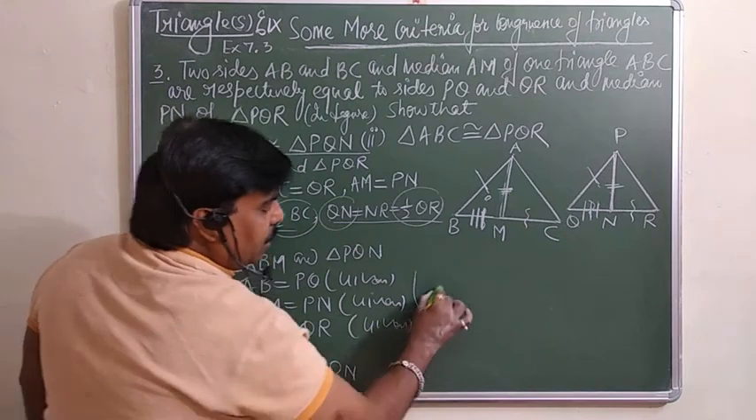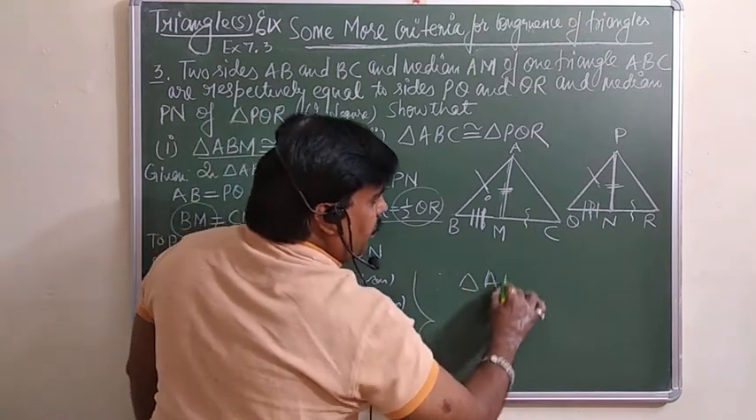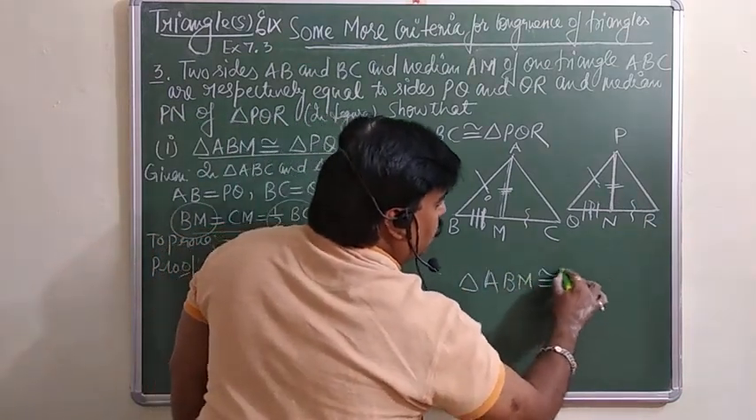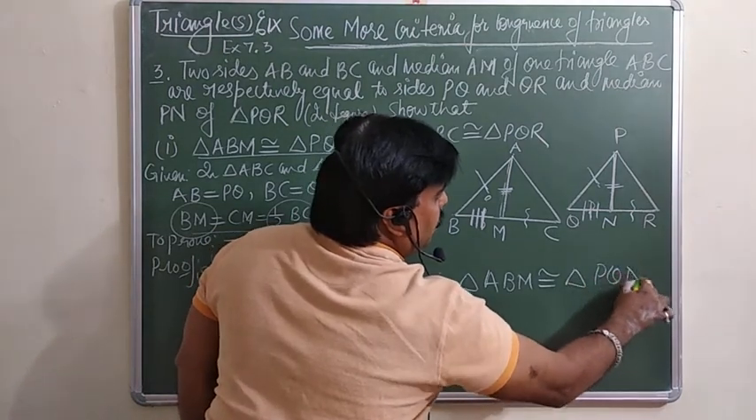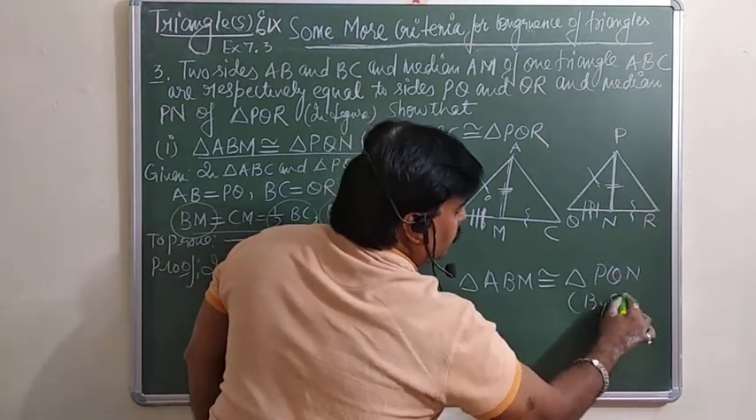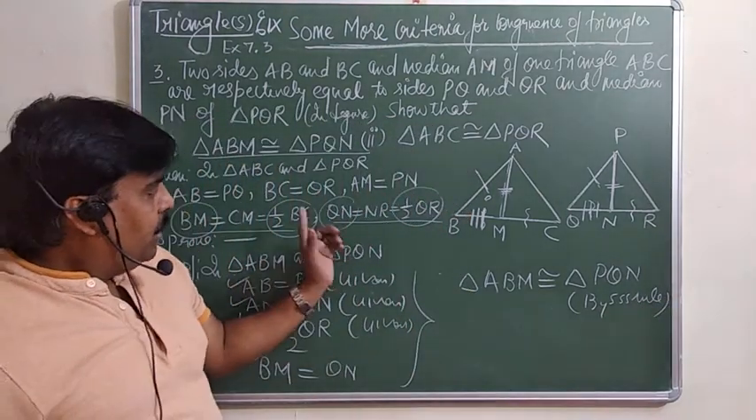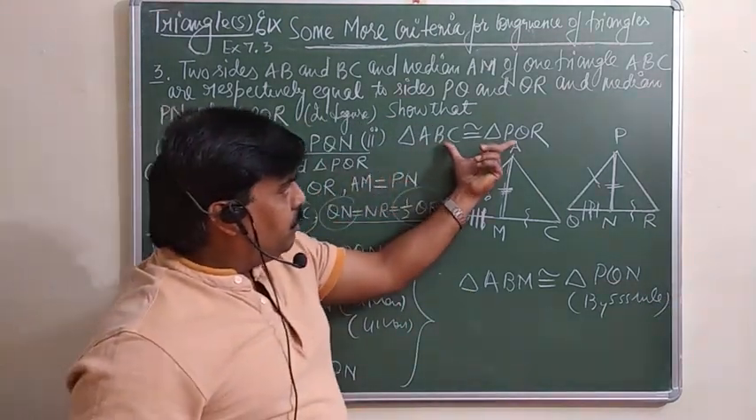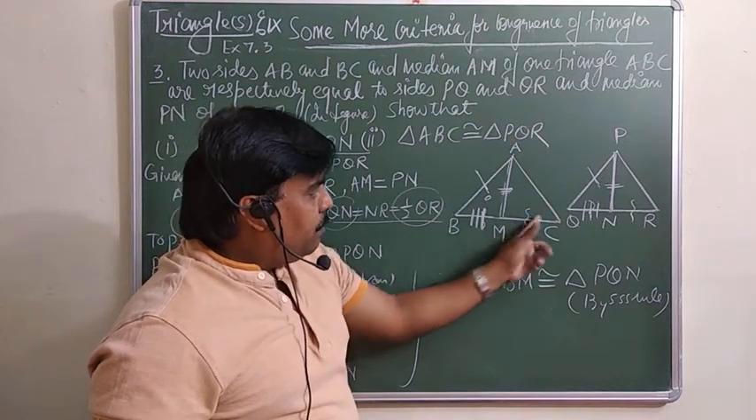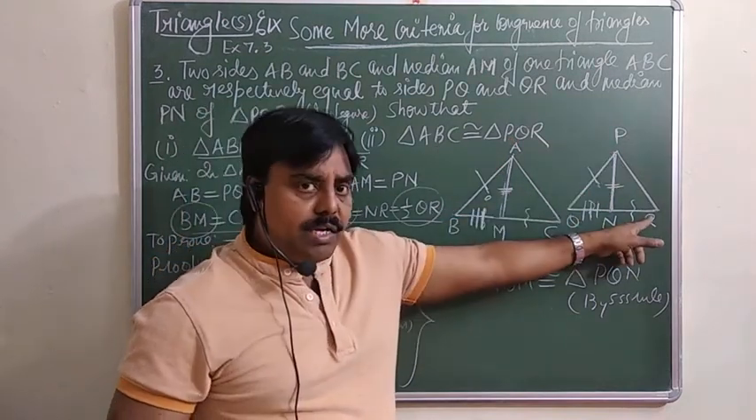You can say therefore the triangle ABM is congruent to triangle PQM, and this is by SSS rule. This is by SSS rule only. Now in the second part, what we want to prove? We want to prove the triangle ABC is congruent to triangle PQR.